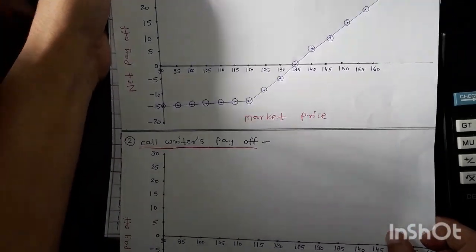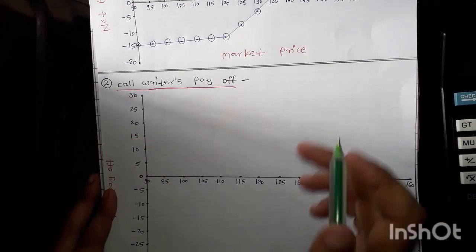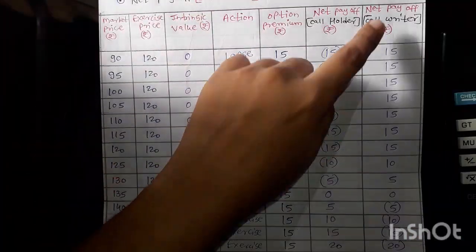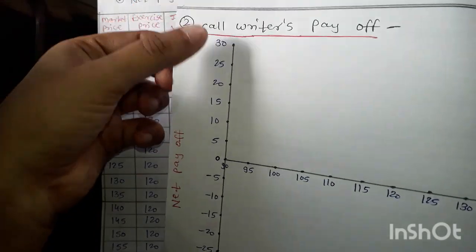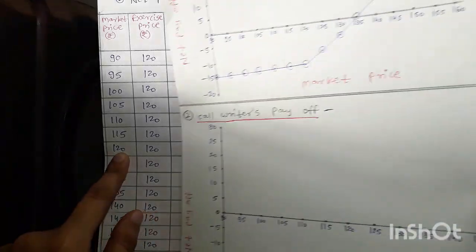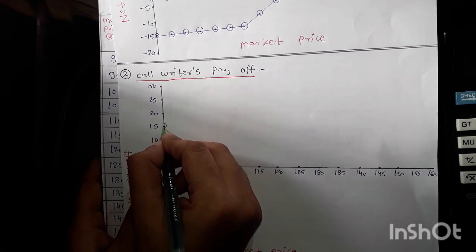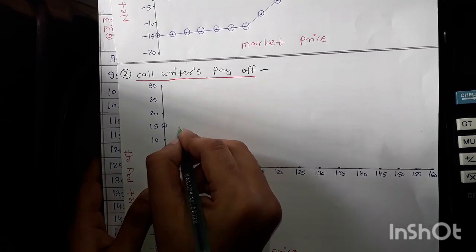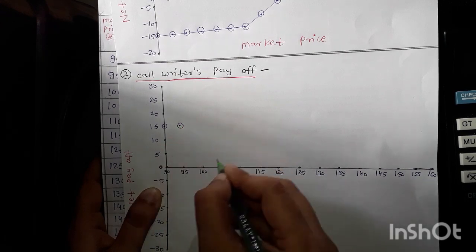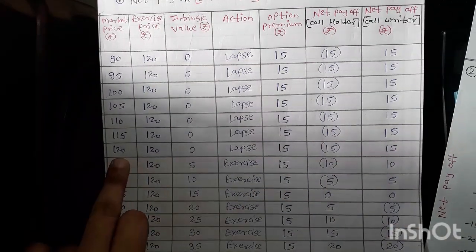Now we will do the same thing in the case of a call writer's payoff. Here is the net payoff, this part, and the market price. First of all, positive 15. This positive 15 is till the price 120. So first of all positive 15 at price 90, positive 15 at price 95, positive 15 at price 100, positive 15. This is positive 15 till 120.